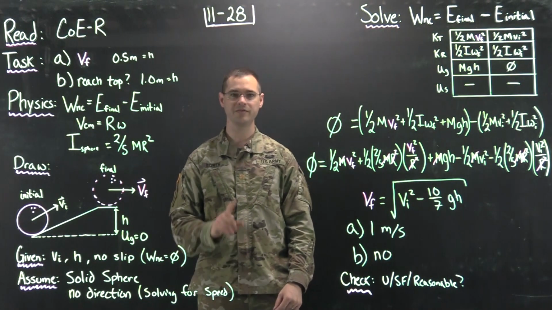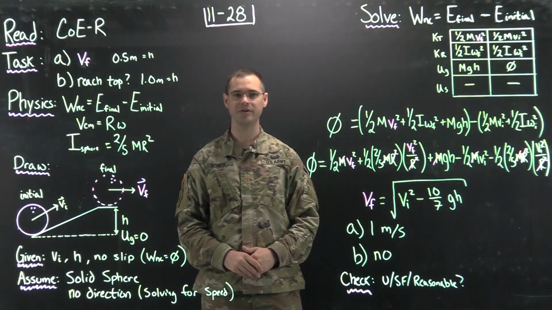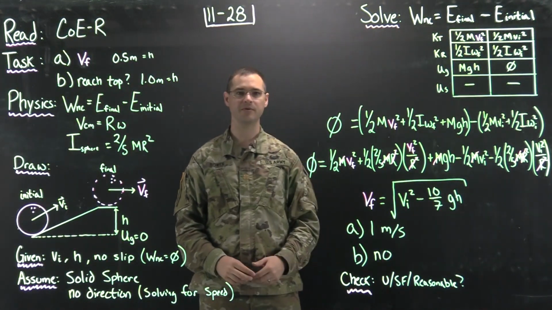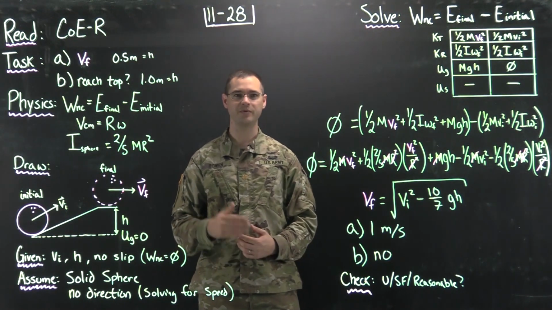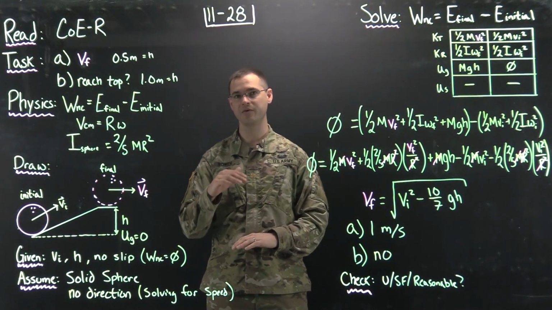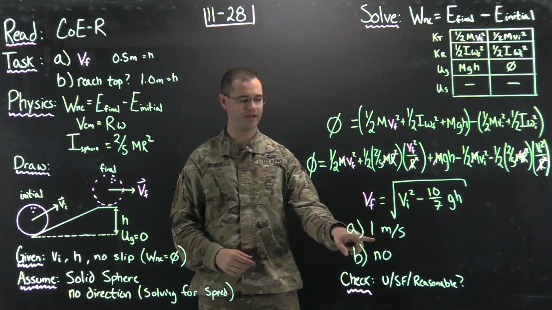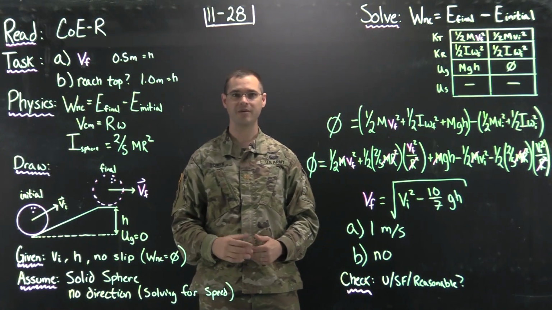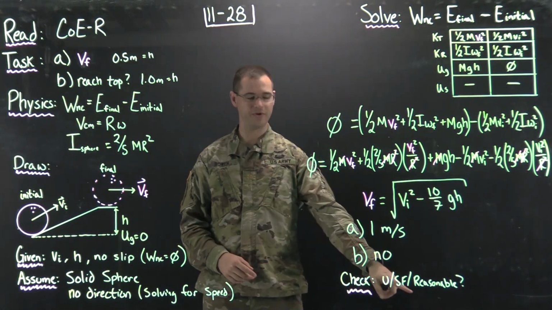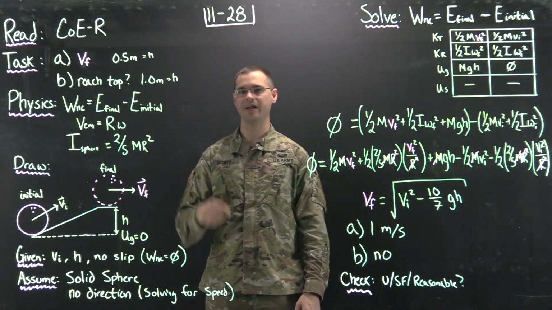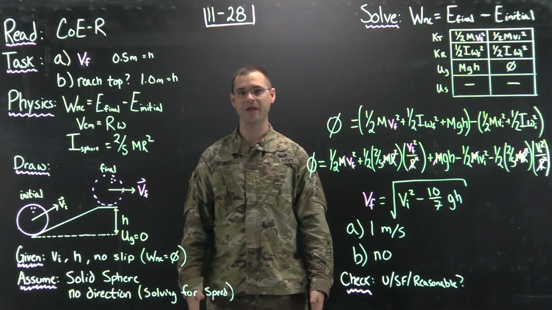Now let's check. Our units for our speed are in meters per second. Our significant figures are 1, because that's what we discussed. And is this reasonable? Well, it's reasonable that if we start at 3 meters per second and then we increase our height, that we would have a less speed at the top of the ramp. Additionally, it's reasonable that if we increased the height of the ramp, then the ball would not make it at all.